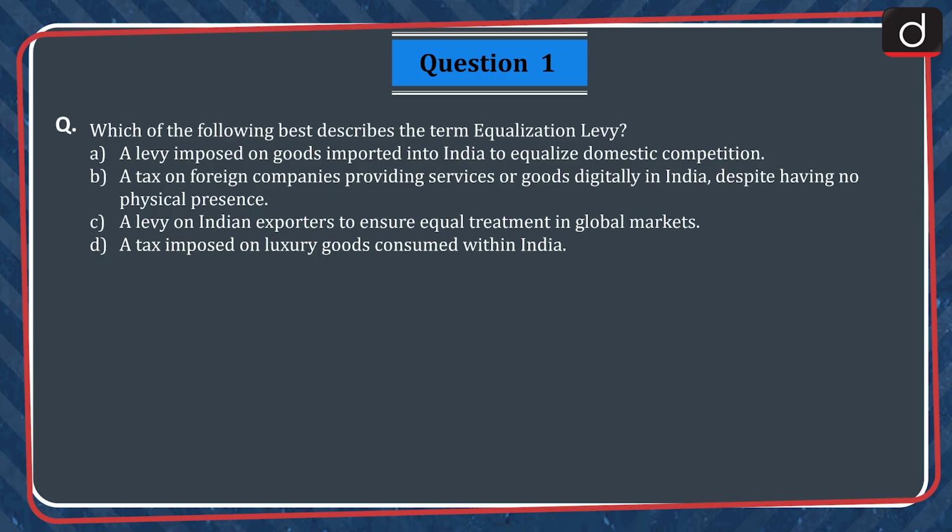Let's begin today's session. The first question is, which of the following best describes the term equalization levy? A levy imposed on goods imported into India to equalize domestic competition. A tax on foreign companies providing services or goods digitally in India despite having no physical presence. A levy on Indian exporters to ensure equal treatment in global markets. Or a tax imposed on luxury goods consumed within India. The correct answer is option B.